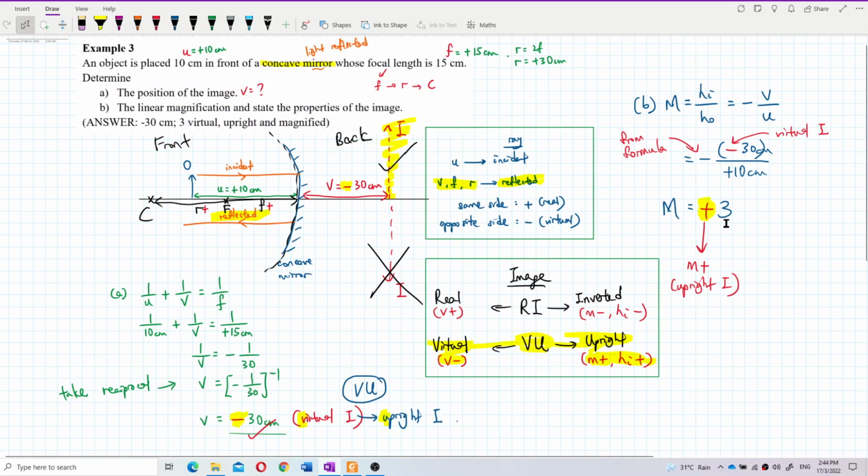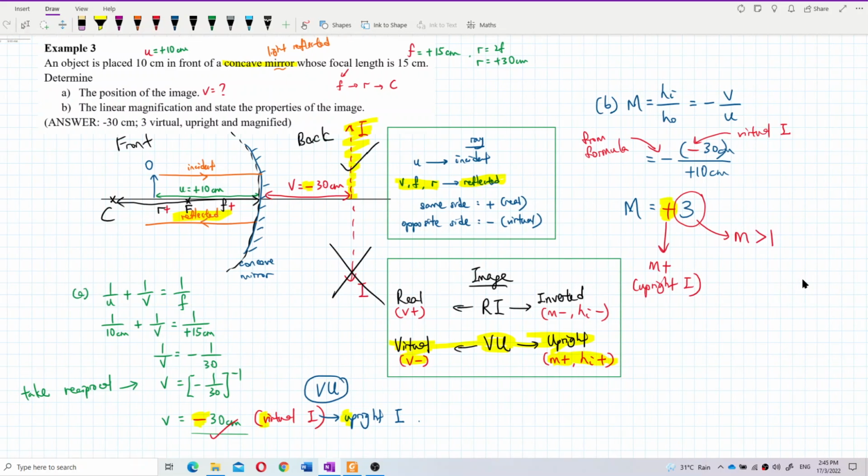Okay? And is it a magnified or diminished image? Look at the value here. The value here is showing that the M is more than 1.